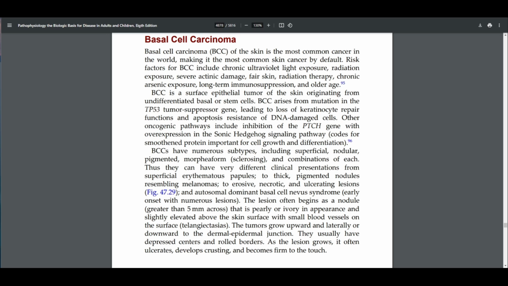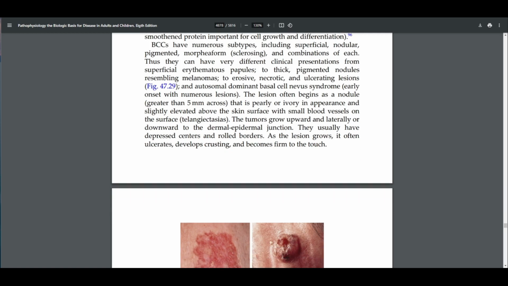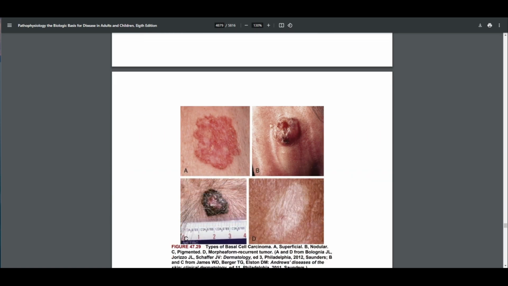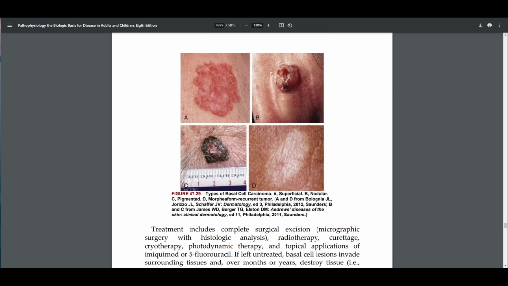The lesion often begins as a nodule that is pearly or ivory in appearance and slightly elevated above the skin surface with a small blood vessel on the surface. The tumors grow upward and laterally or downward to the dermal epidermal junction. They usually have depressed centers and rolled borders. As the lesion grows, it often ulcerates, develops crusting, and becomes firm to the touch. So here we're taking a look at different types of basal cell carcinomas.